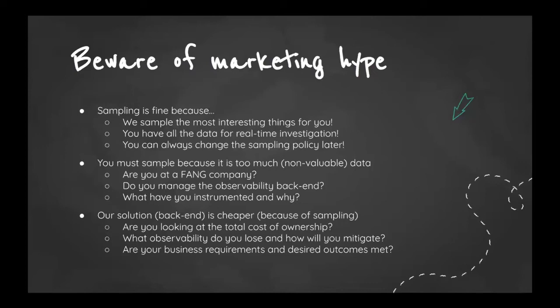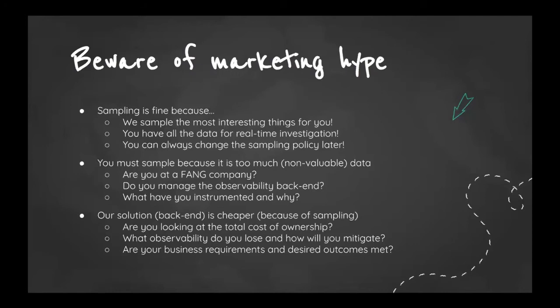And then finally, just around, hey, our solution's cheaper because typically of sampling. Again, you have to look at the whole ownership thing. Tail-based sampling doesn't come for free. That cost comes from somewhere. Either it's on your end or it's on the vendor end, but there is a cost associated with it. If you sample, you're going to lose some amount of observability.